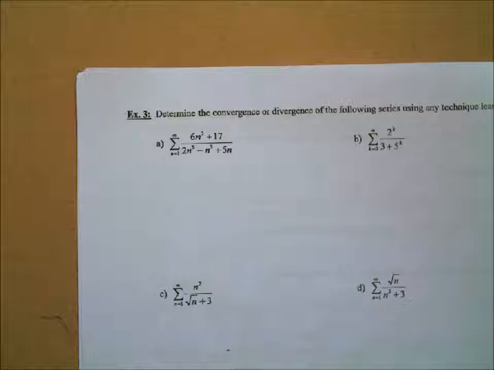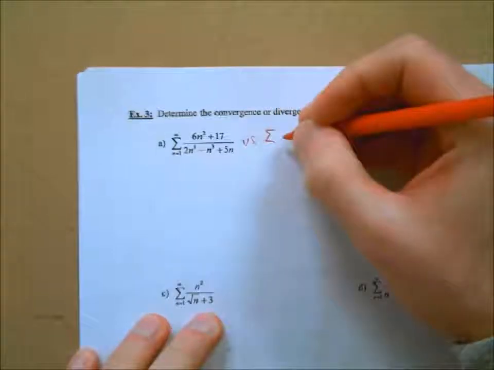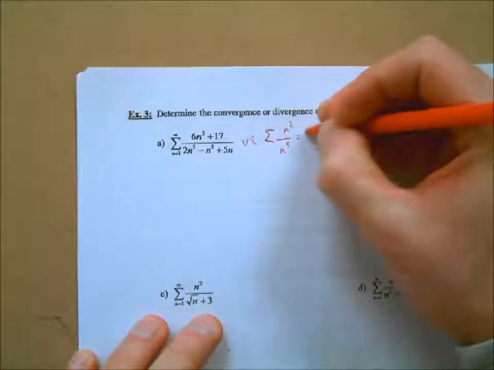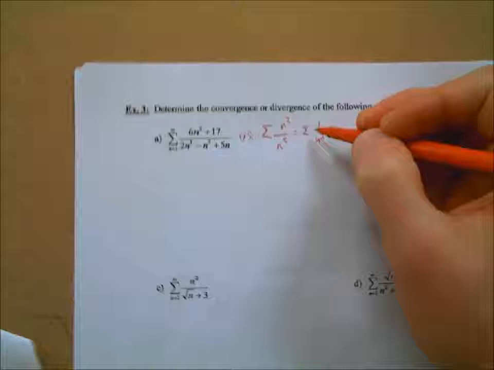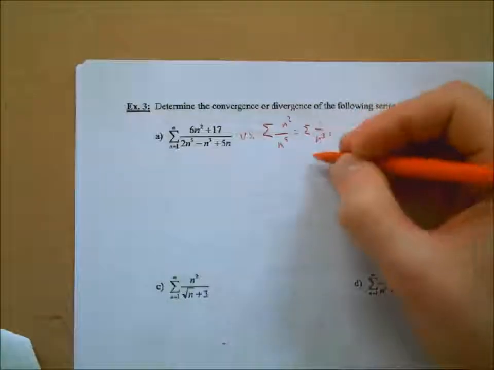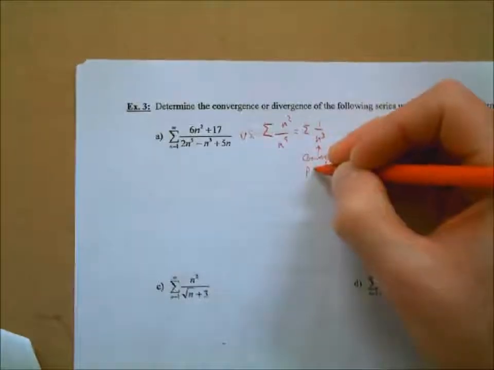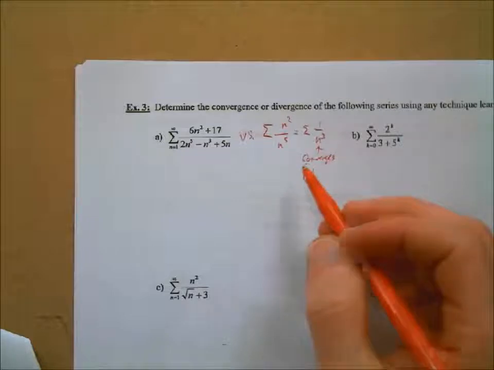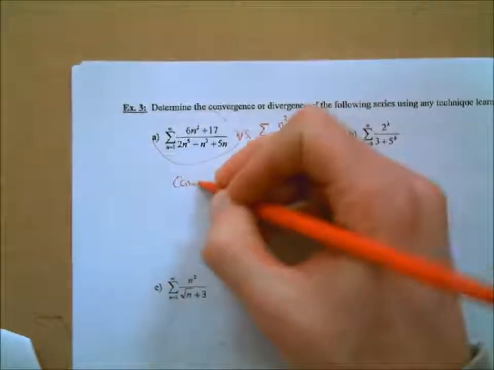Okay, so we're going to use limit comparison, and we're going to compare it to a P series. So we'll compare this to, say, n squared over n to the fifth, which is the same thing as 1 over n to the third. 1 over n to the third does what according to P series? Converges. Okay, P is greater than 1. And so by limit comparison, we would expect this to converge as well.